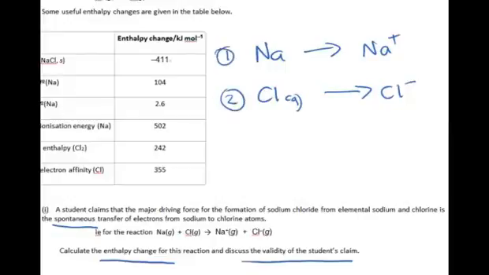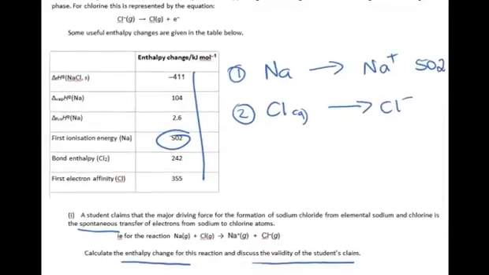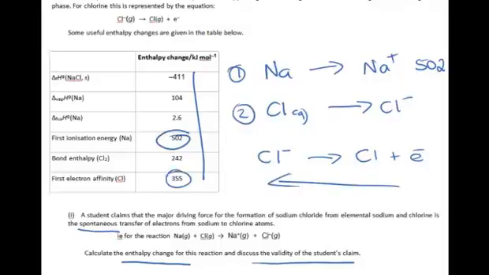So what information from here gives us the numerical data? Now if we look at the sodium going to sodium plus, it's obviously the first ionization energy which we're given, which is 502. And chlorine going to chlorine minus. Now electron affinity is usually chlorine minus going to chlorine plus an electron. So if we're doing the reverse of this reaction, we simply have to change the sign to minus 355.